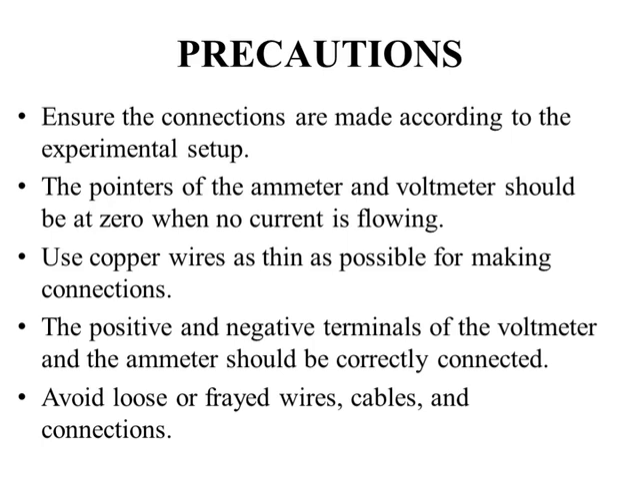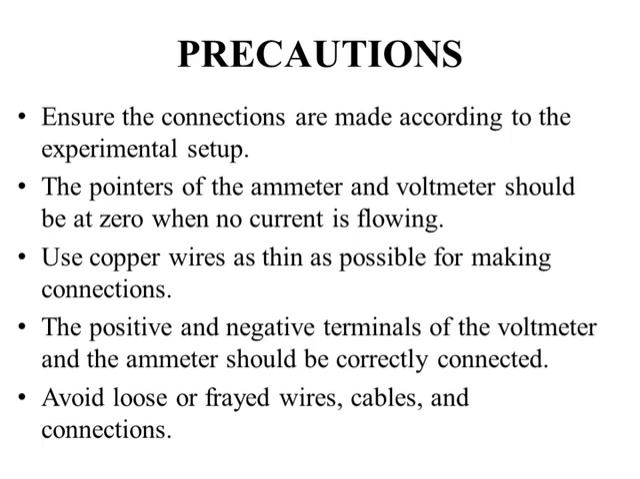Then the pointers of the ammeter and voltmeter should be at 0 when no current is flowing. By the time you close the switch, I told you it means the current is already flowing. If you are not doing anything with that particular connection anymore, you make sure to open it up. You remove the key to the switch. You'll see everything when you come for your physical class, and all this will be reiterated to you. Now you use copper wires as thin as possible for making connections.